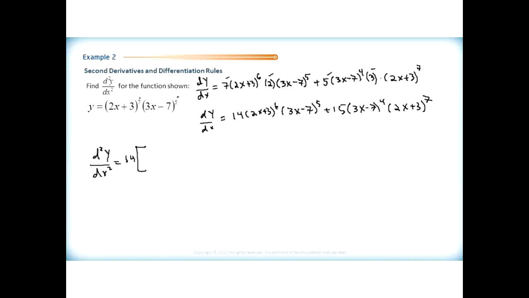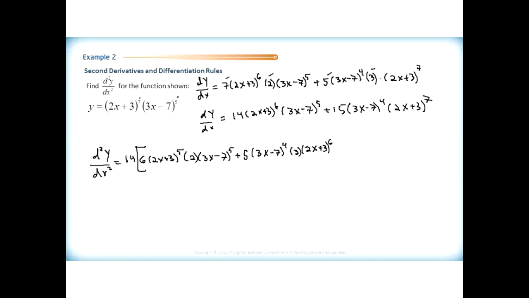So the derivative of (2x plus 3) to the power of 6 is 6 times (2x plus 3) to the power of 5, multiplied by the derivative of what's inside, which is 2, and then multiplied by (3x minus 7), all to the power of 5. And then I've got to add to that the derivative of the second part, which will be 5 by (3x minus 7) to the power of 4 times its derivative of the guts, which is 3, multiplied by the first bit, which was (2x plus 3), all to the power of 6.